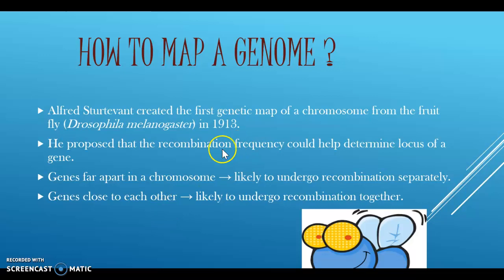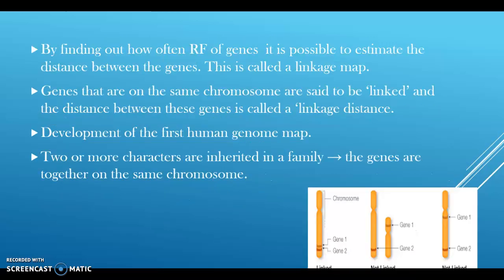With the help of linkage mapping, whose unit is nothing but the recombinant frequency, the loci of genes can be identified. Genes which are far apart on the chromosomes are likely to undergo recombination separately, and genes which are close to each other are likely to undergo recombination together. By finding out the recombination frequency of the genes, it is possible to estimate the distance between the genes, and this is known as the linkage map.